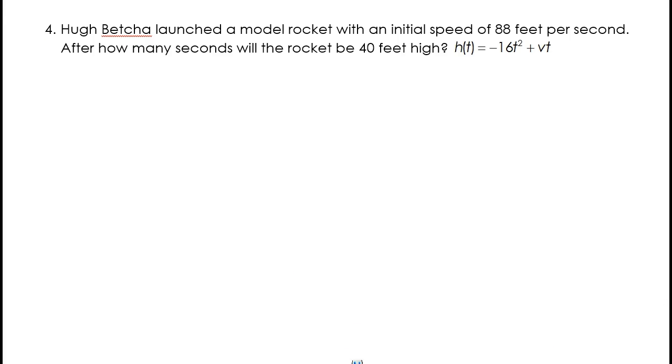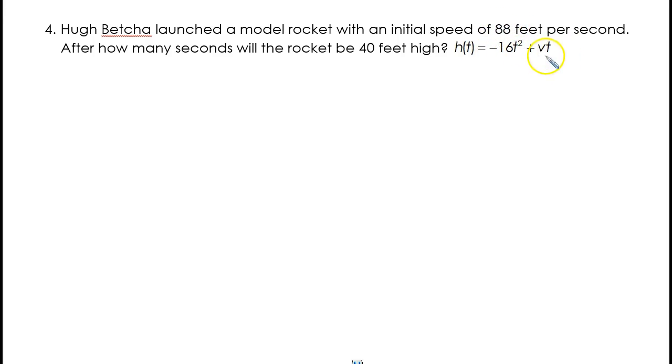Our fourth question: Hugh Betcha launched a model rocket with an initial speed of 88 feet per second. After how many seconds will the rocket be 40 feet high? So this 40 feet is at the end, and this 88 feet per second is the initial velocity.